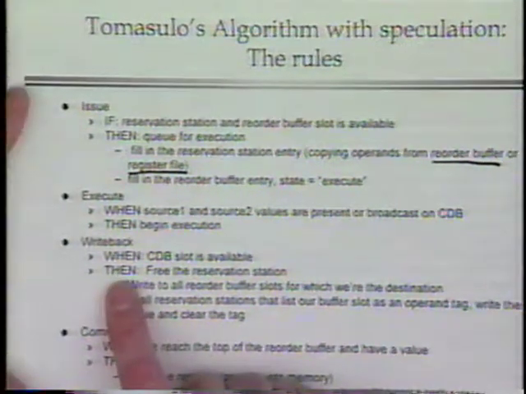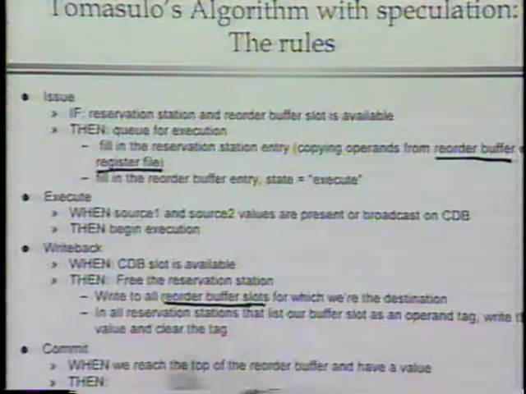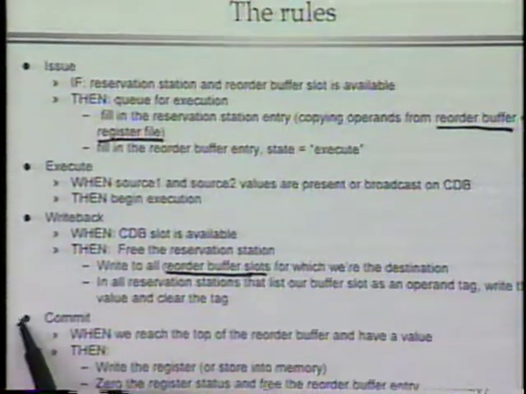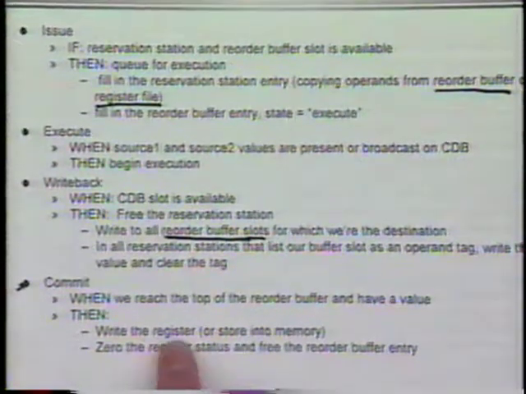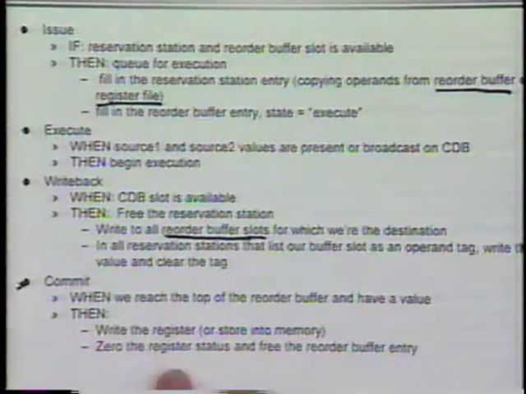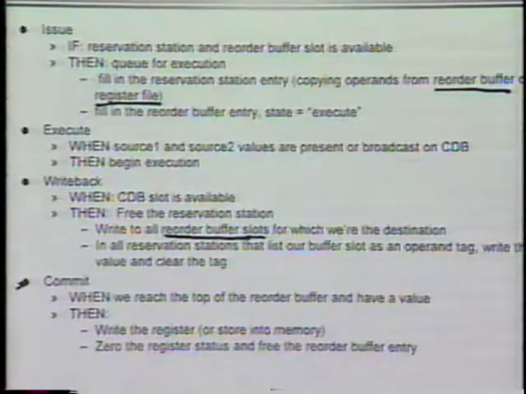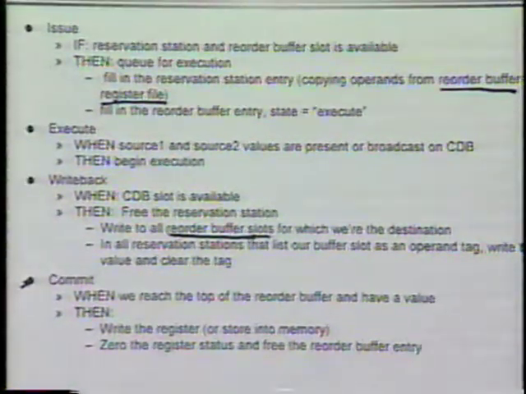When the instruction is ready for write back, it writes to the reorder buffer rather than to the register file. And then there's this additional commit stage where when you get to the top of the reorder buffer, you write the register into the final architectural register file and zero the register status and free the reorder buffer waiting for the next entry to go. So similar, but slight modification because of the reorder buffer to allow speculative execution.